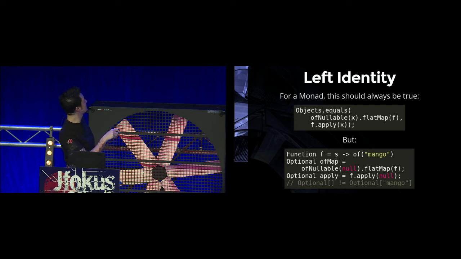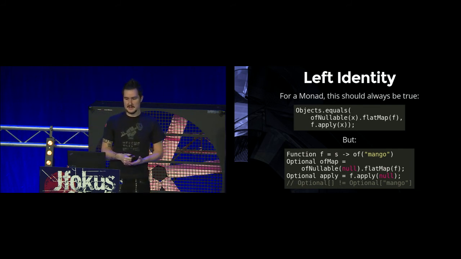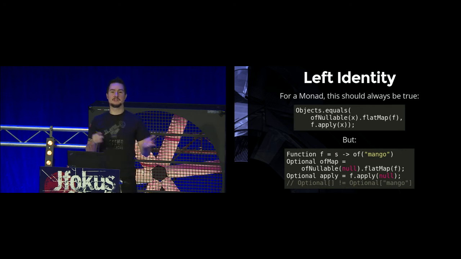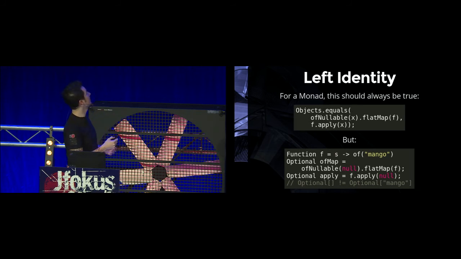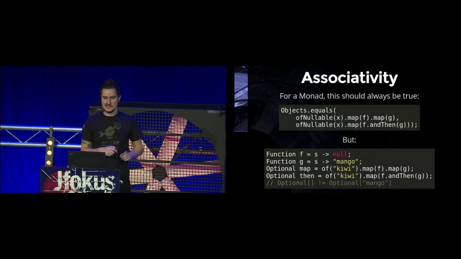The function, whatever it takes, whatever it gets, it just returns an optional of mango. So now I make an ofNullable of null, flatMap f. But because the ofNullable of null is empty, flatMap f gives me an empty optional. If I use f and apply it to null, I get an optional with a mango in there. So for optional to be a well-behaving monad, this would have to uphold, but it doesn't. If you use null here, then things go wrong. We'll come to why that is bad in a moment, but things go wrong.